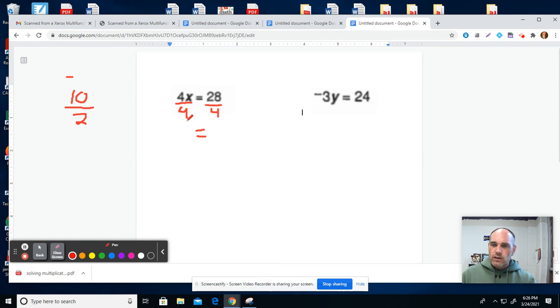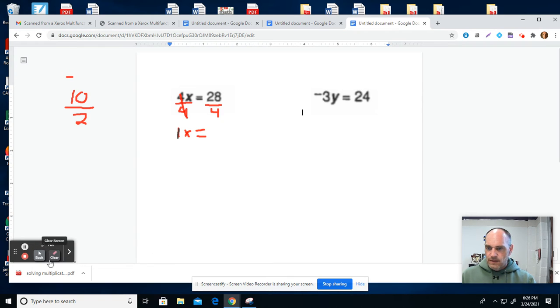So now we just do the work on the left side. 4 divided by 4 is 1. So I now have 1x. Notice what I just did. I just got the x all by itself because 1x is the exact same thing as x.